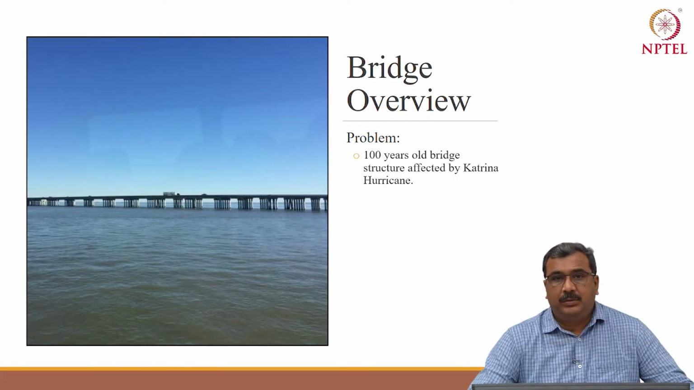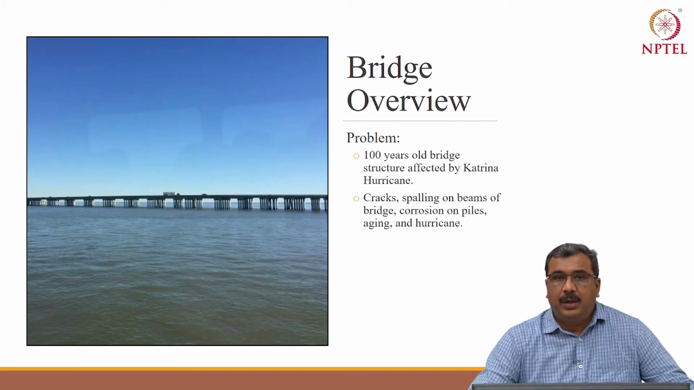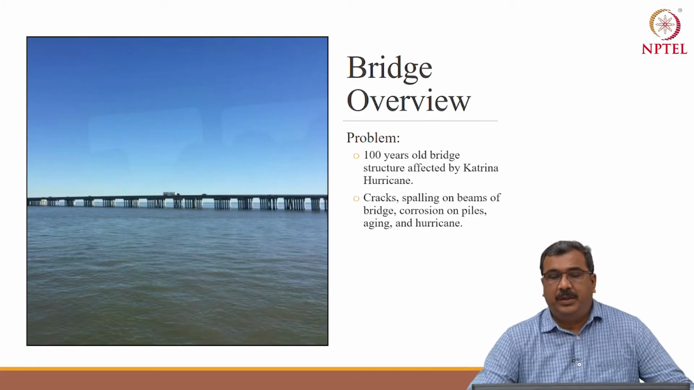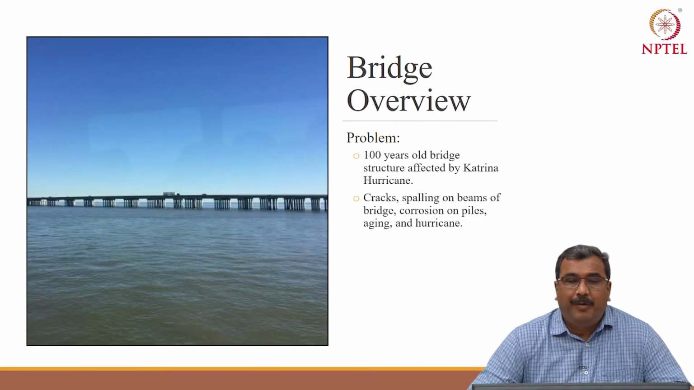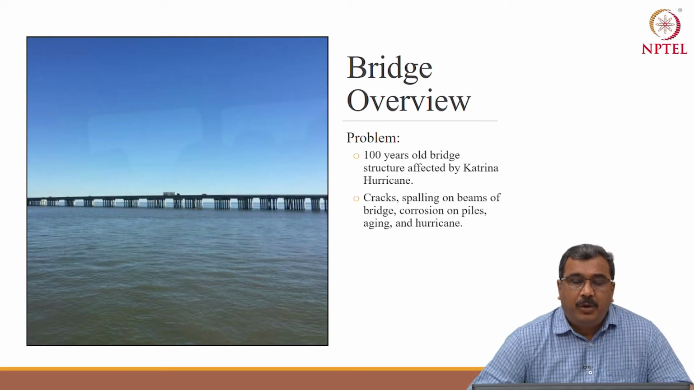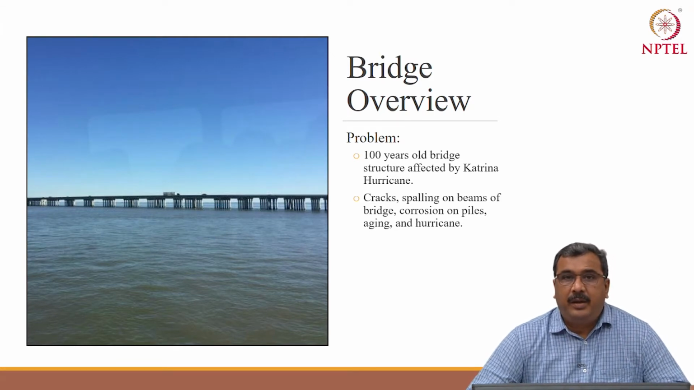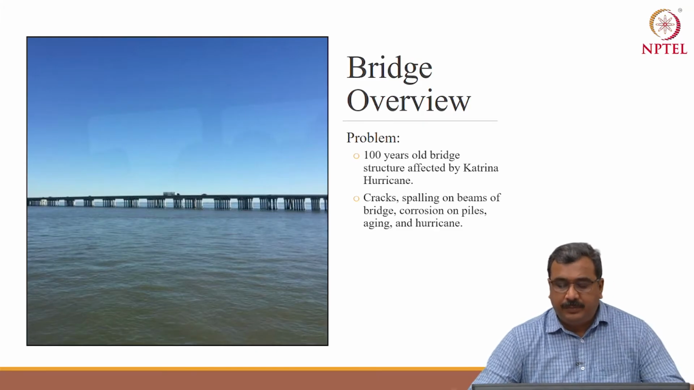Because of aging, corrosion and the hurricane, when they checked the bridge, they found a lot of cracks and spalling in the beams of the bridge, and corrosion in the piles. They were not sure that it could withstand another hurricane. Although it had withstood the Katrina hurricane, it was always a question.